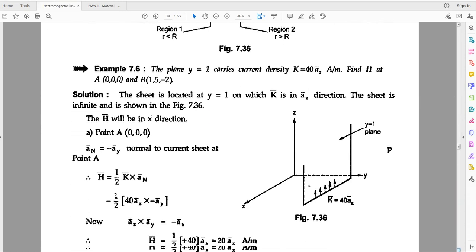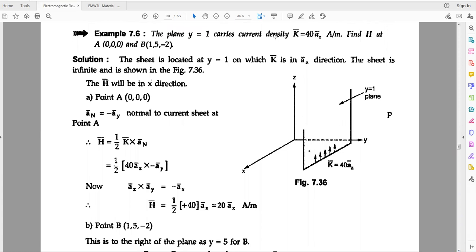And coming to the next example, the plane y is equal to 1 carries a current density. Y is equal to 1 means at the point 1, with the remaining X and Z values being 0. Current density K bar is equal to 40 AZ bar ampere per meter. Find H bar at point A, which is 0, 0, 0, and point B, which is 1, 5, minus 2. The sheet is located at y is equal to 1, on which K bar is in the AZ bar direction. AZ bar means the upward direction. You see here, this upward direction.